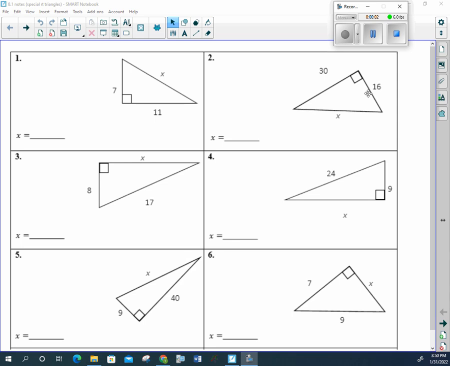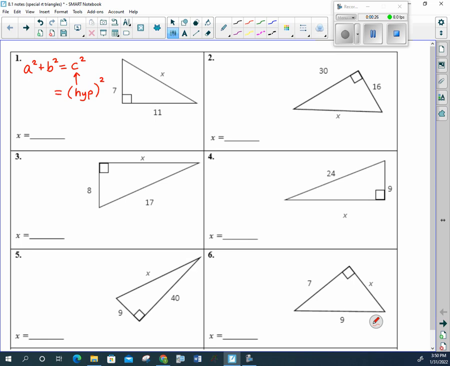Okay, today's bell work is going to deal with the Pythagorean theorem. So right here on question number 1, we've got 7 for one leg, 11 for the other, and x is the hypotenuse. So remember, when you're using the Pythagorean theorem, a squared plus b squared equals c squared. Remember, c has got to be the hypotenuse. So make sure that you're always squaring the hypotenuse for c, and then the other two are your legs.